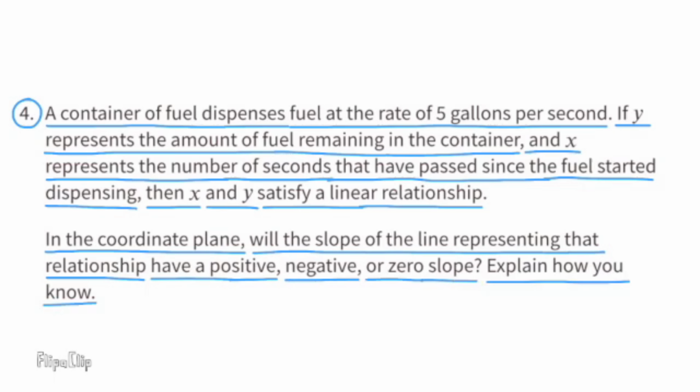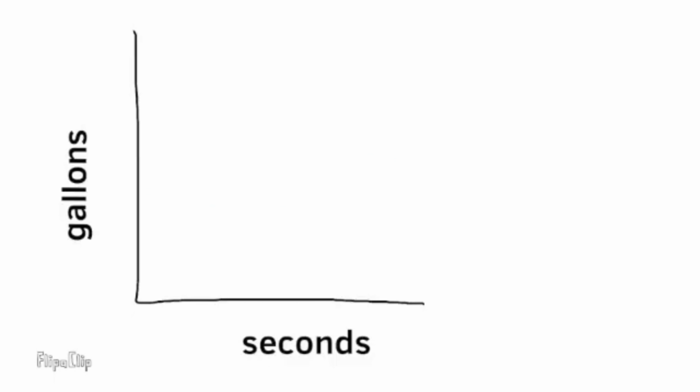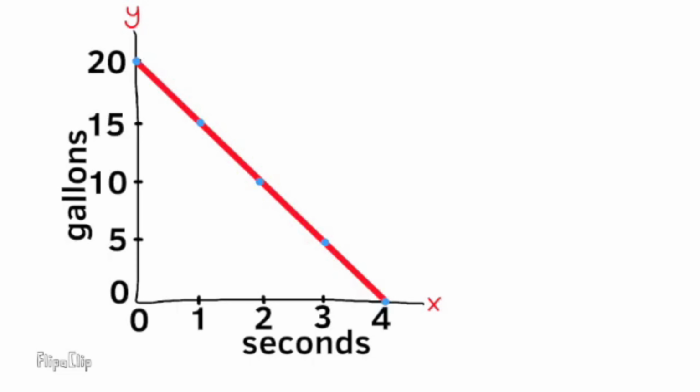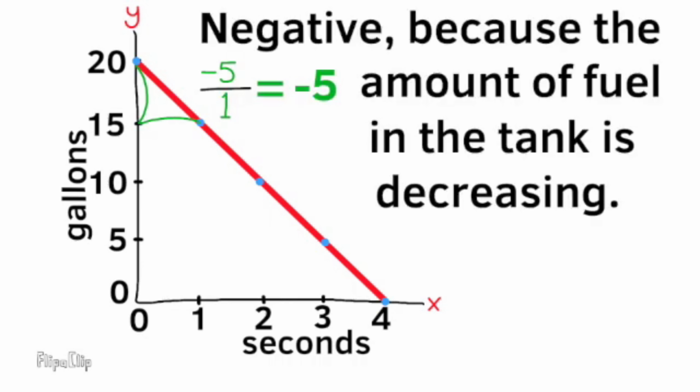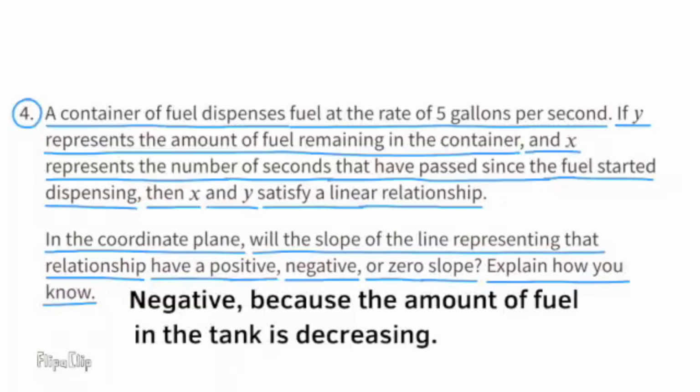Explain how you know. I've created a graph with the seconds along the horizontal axis or the x-axis and gallons along the vertical axis or the y-axis. The line shows that as the seconds pass, the gallons decrease, and it does so at a rate of 5 gallons per second. The rise goes down 5 gallons and to the right 1 second. This is a negative slope because the amount of fuel in the tank is decreasing.